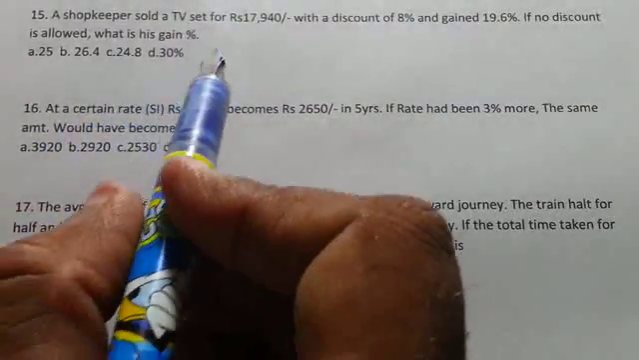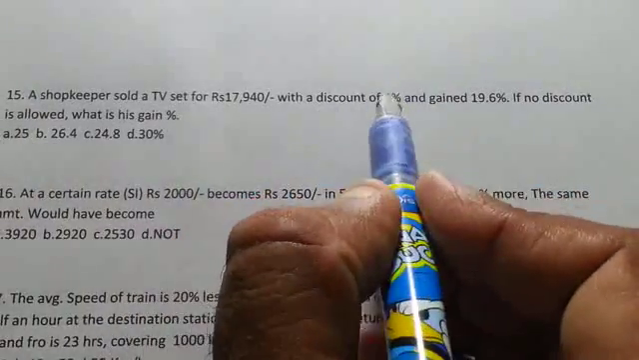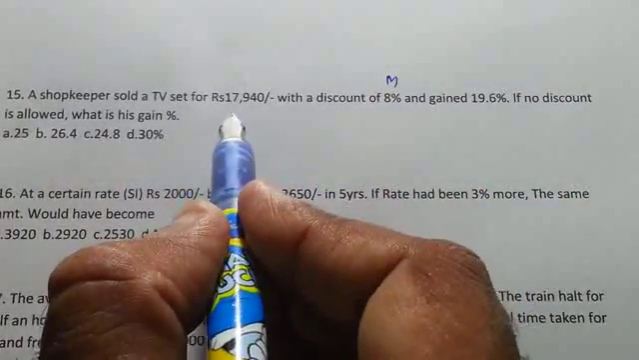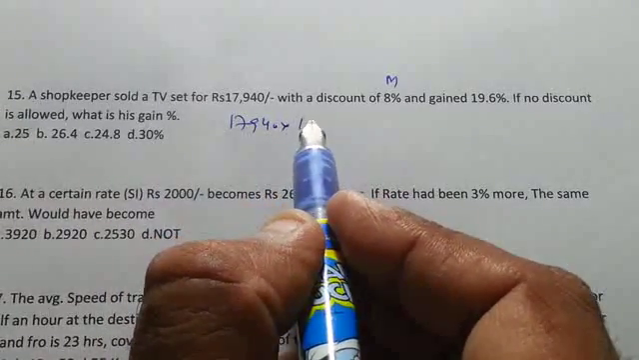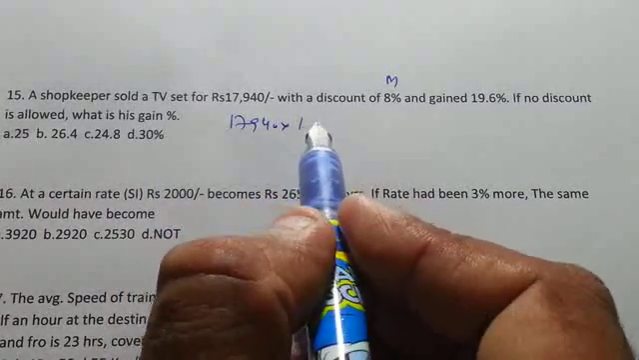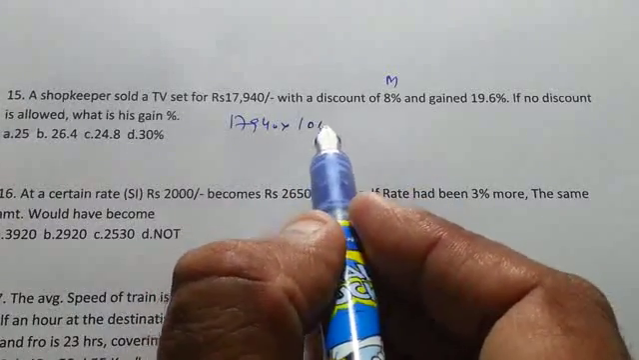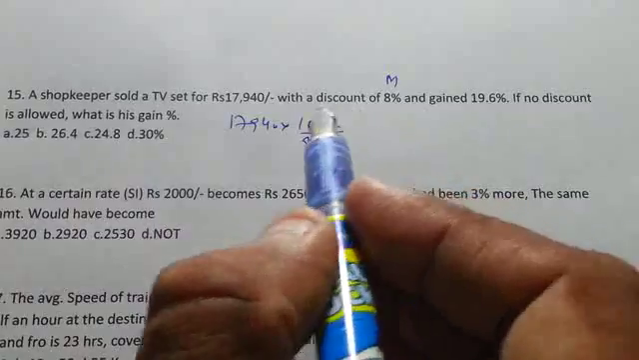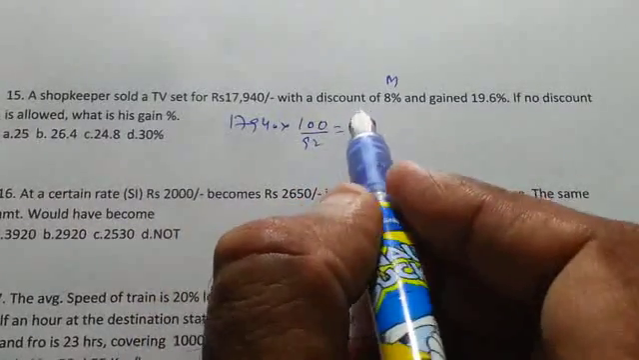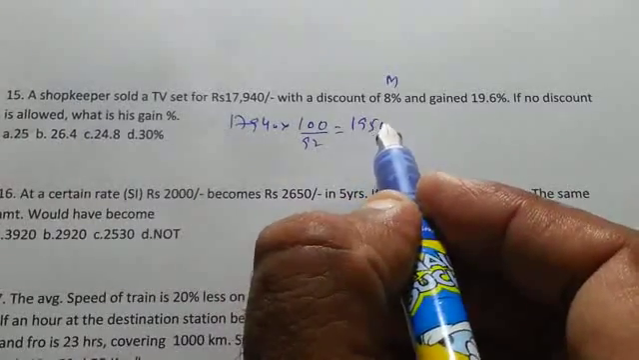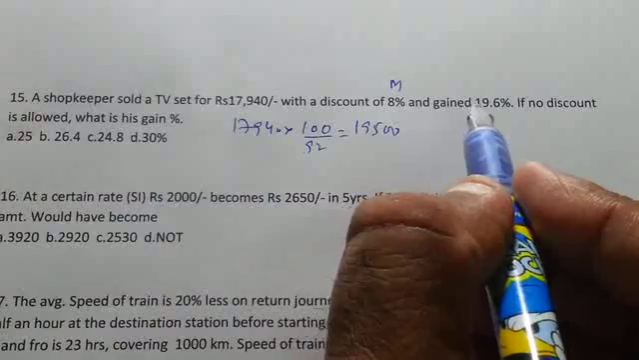A shopkeeper sold a TV for 17940 with a discount of 8%. So that means discount is given on a mark price. So let us find out the mark price. The mark price will be 17940 into, it will be more. Mark price will be more. So it is into discount of 8%. That means it will be 100 upon 92. It's a case of fractions we have discussed. See. So this value will become 19500.